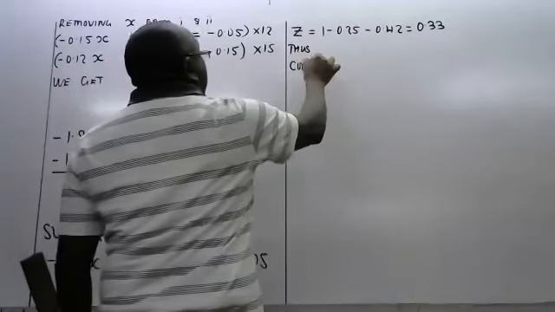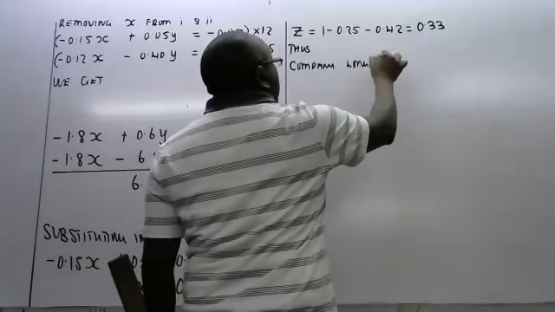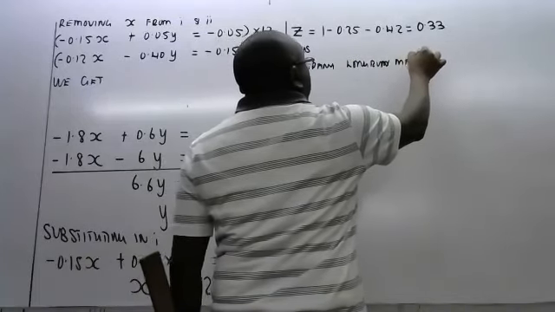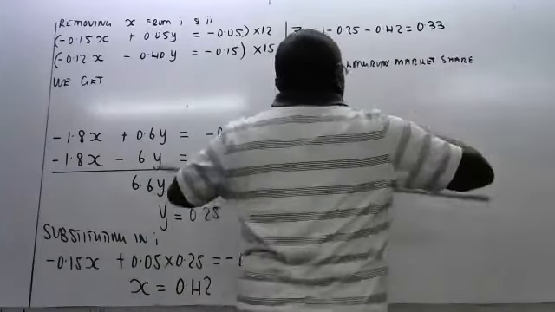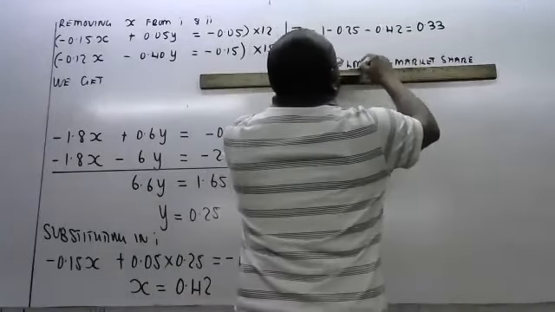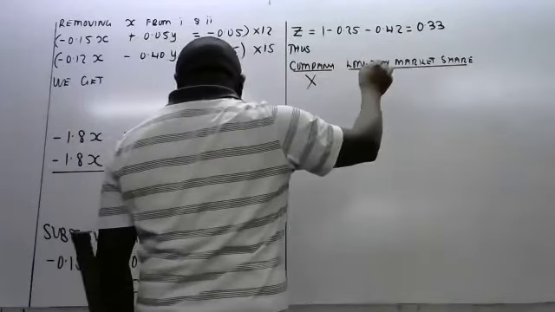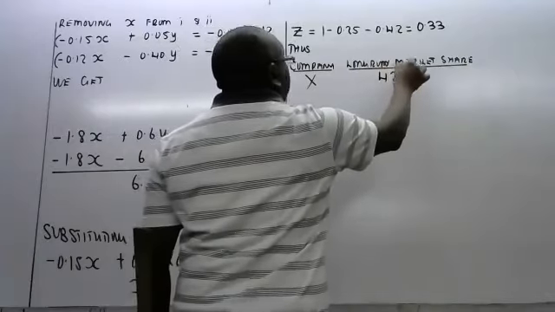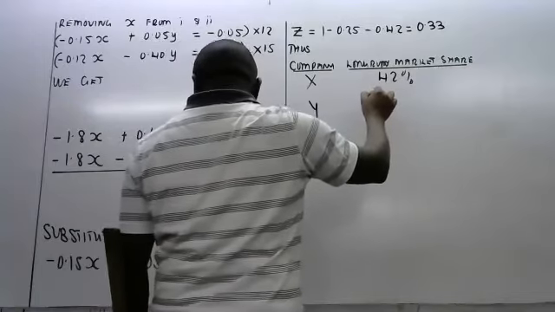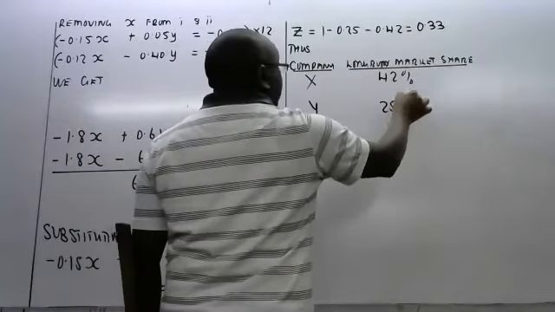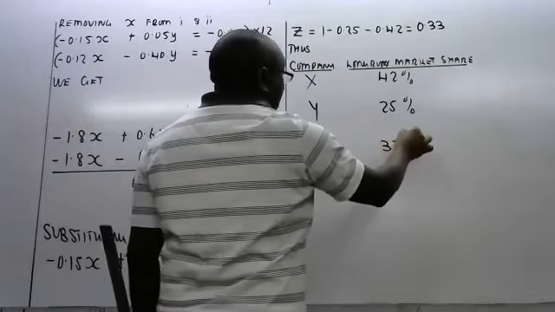we have the company here. Long run, market share, so company X is going to command 42%, Y is going to command 25%, and Z is going to command 33%.